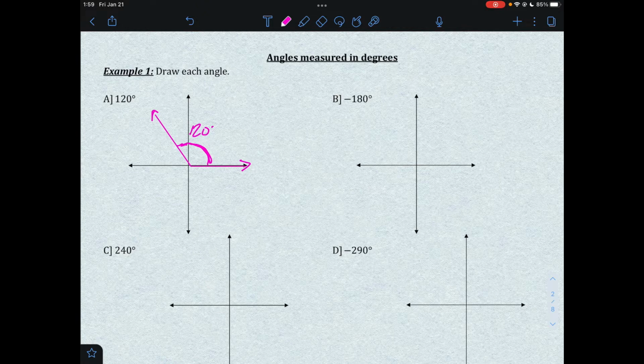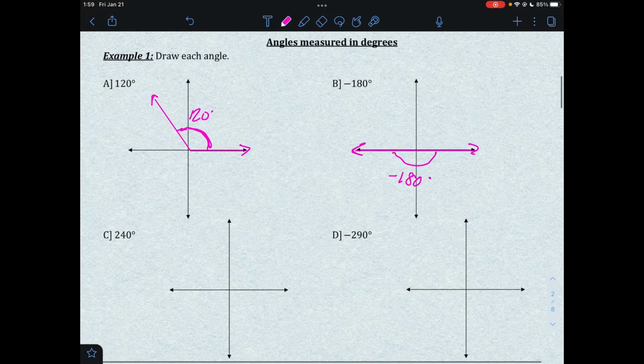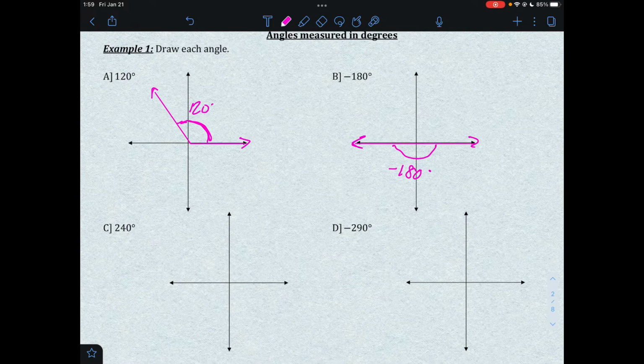Next one says negative 180. So again, start by drawing in your positive x-axis, your initial ray. And then we're going to go this way, 180 degrees, and 180 is just 2 quadrants. So 1, 2, and this ray would be on the negative x-axis. And that would be negative 180 degrees. C, positive 240, so start by drawing your initial ray. Positive 240, so that would be 90, 180, and then 60 more. So right about there would be 240.